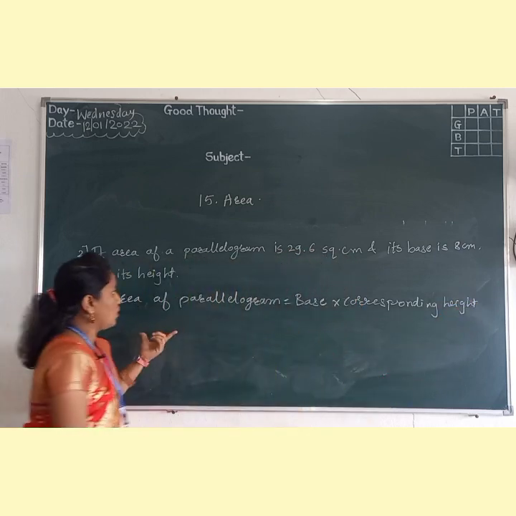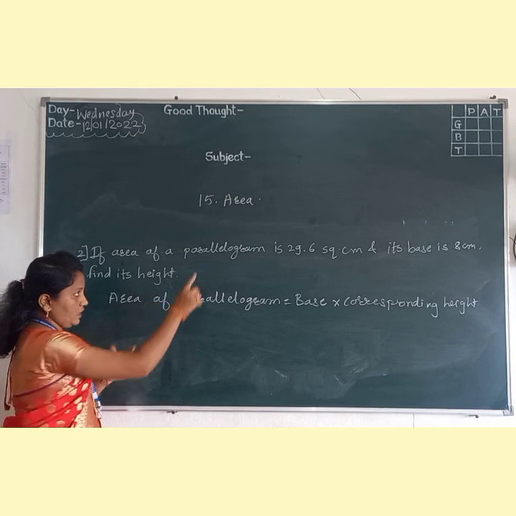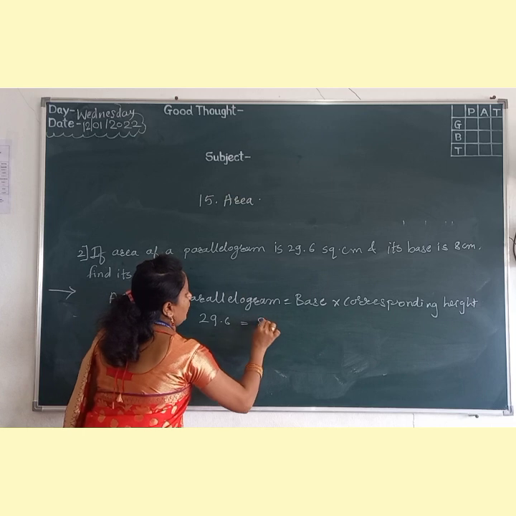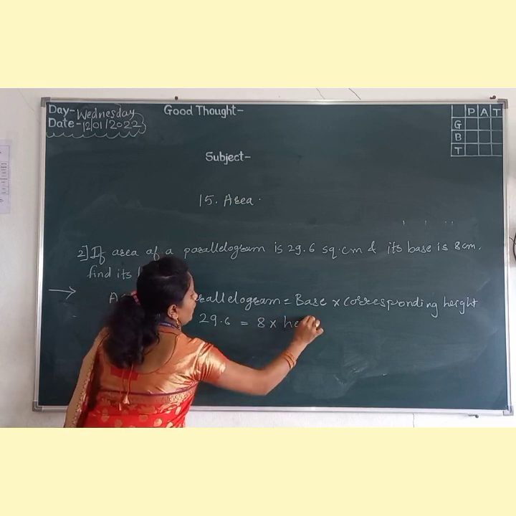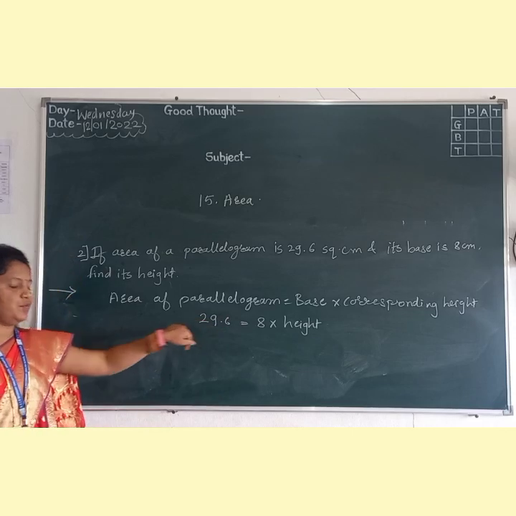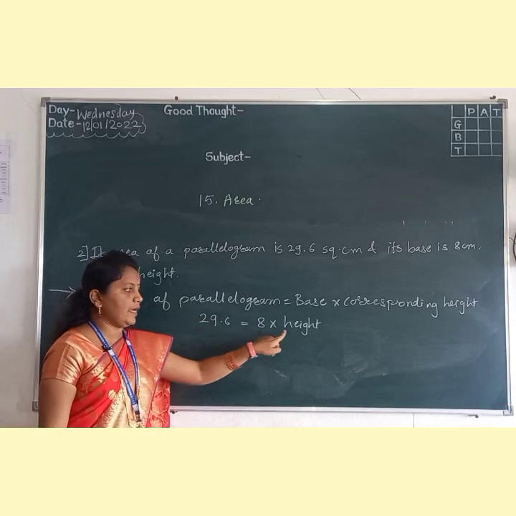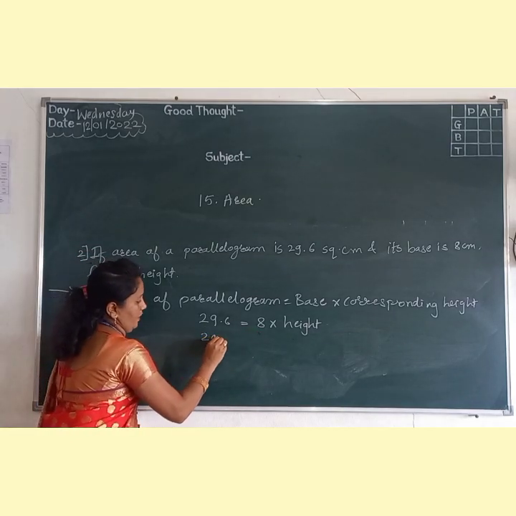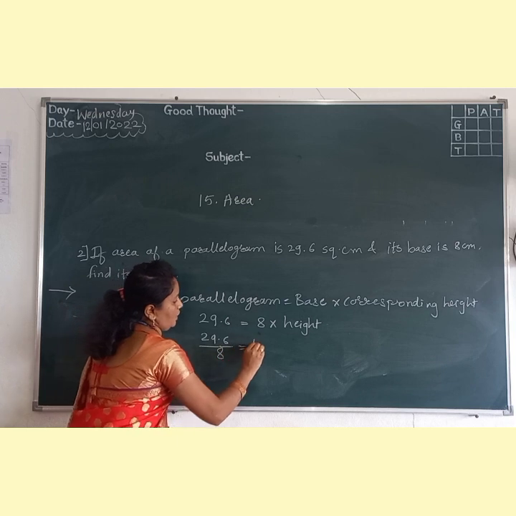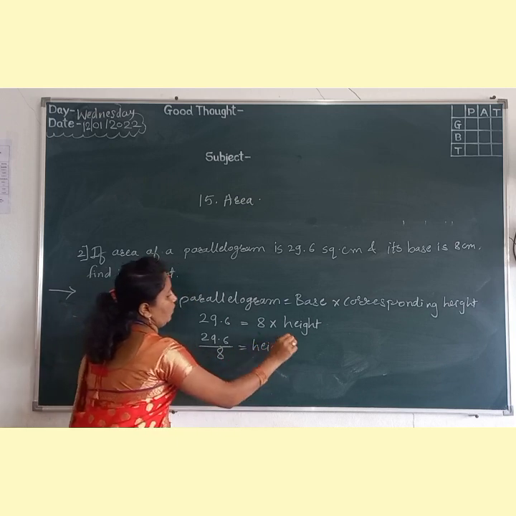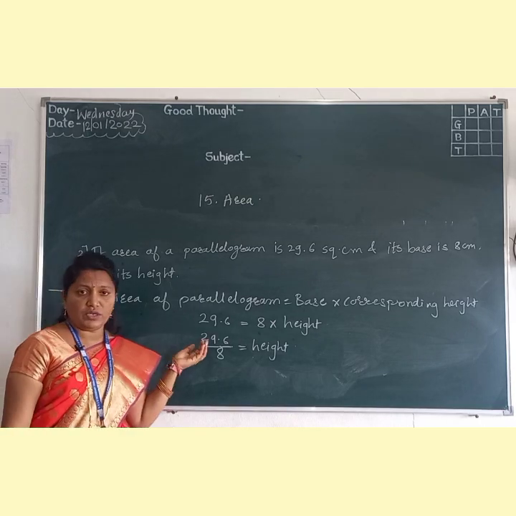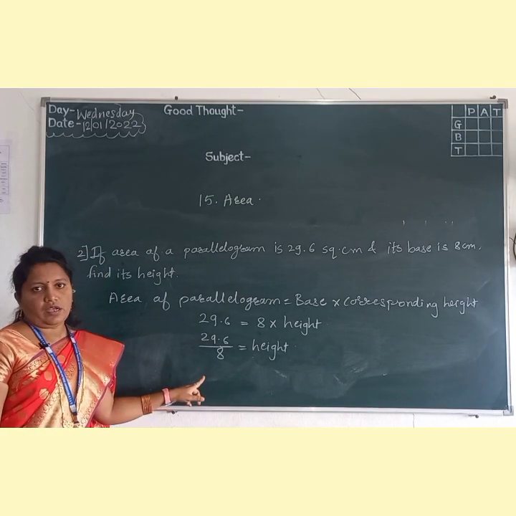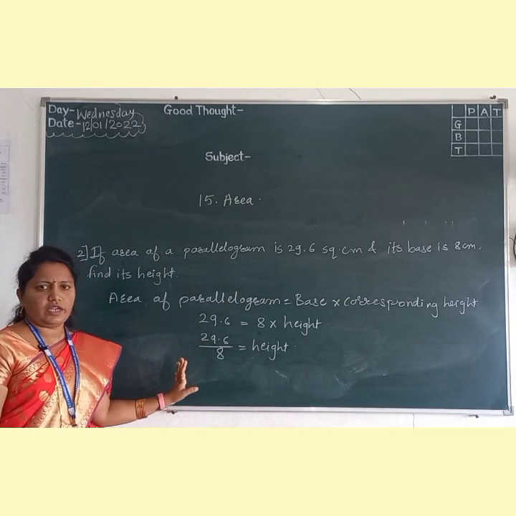In that equation you know the area of parallelogram, that is 29.6. Also you know the base, and you calculate the height. Then 8 is transferred to the left hand side. Here it is multiplied to height, so whenever you transfer it to the left hand side it will be divided. Then there are two methods: first you remove the decimal sign and then divide, or directly you divide.